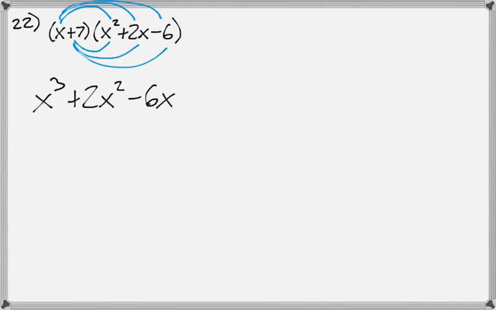it's going to be 7x squared. I like to write that underneath the other x squared. But if you just want to put that off to the side like this, you could. You'll get the same answer.